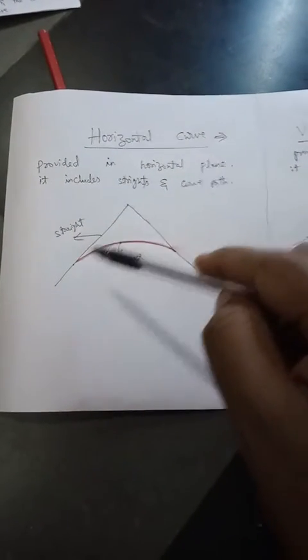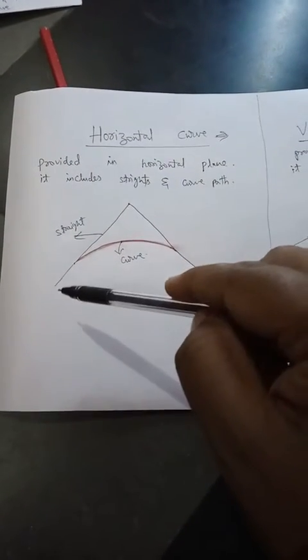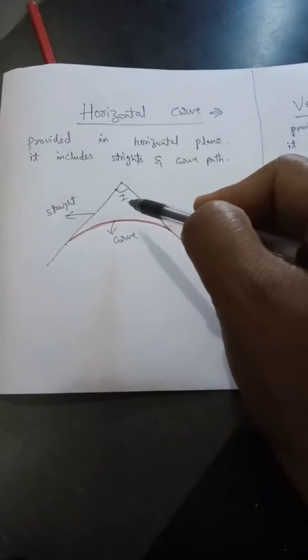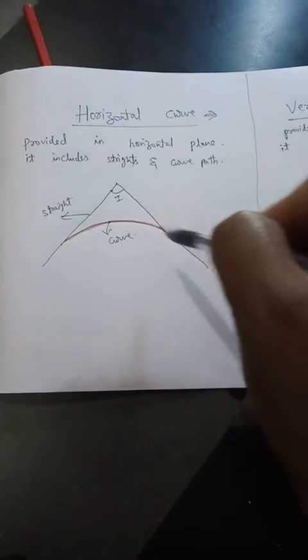So a horizontal curve is provided in the horizontal plane. It includes straights and a curve path. These are in the horizontal plane. It includes two straights. This is one straight line, this is another straight line. They intersect at some angle in between. This is the intersection angle. In between we are providing a curve. This curve is provided gradually, not suddenly.